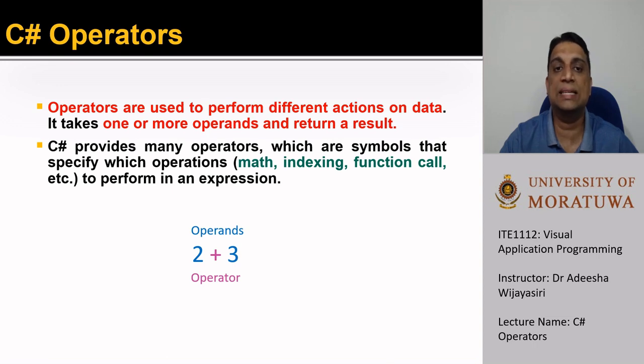As you can see in this expression, operator plus takes 2 and 3 as operands, and this expression will produce 5 as the result.